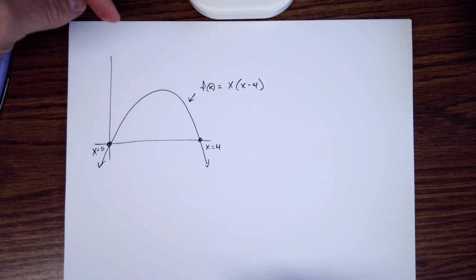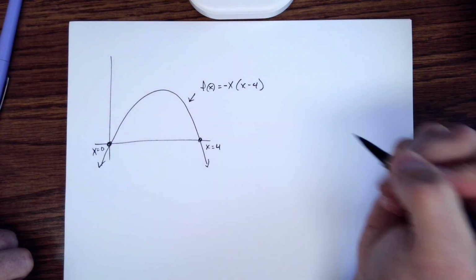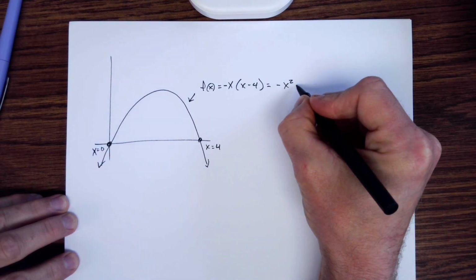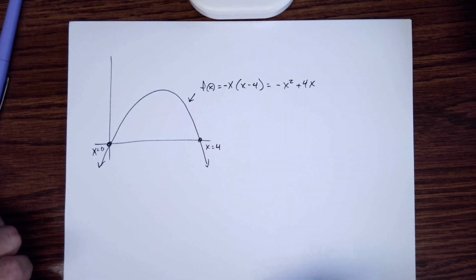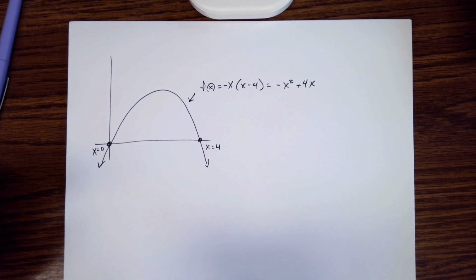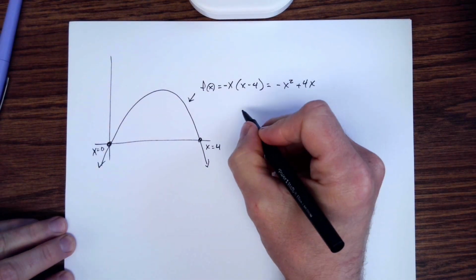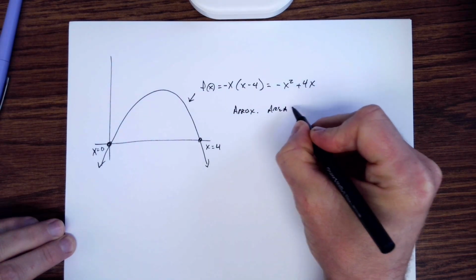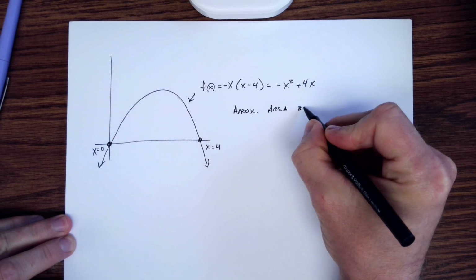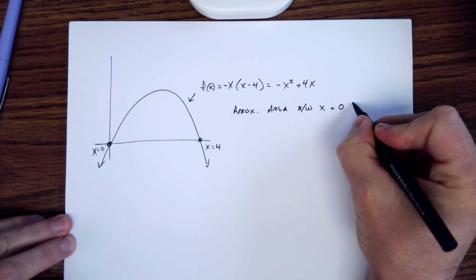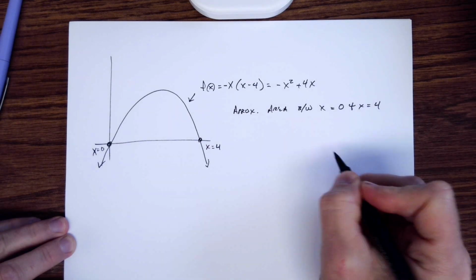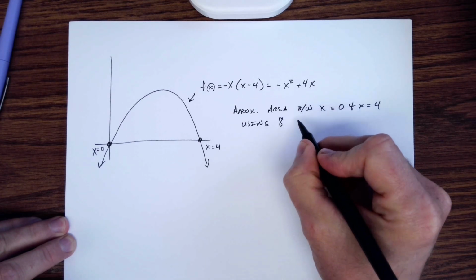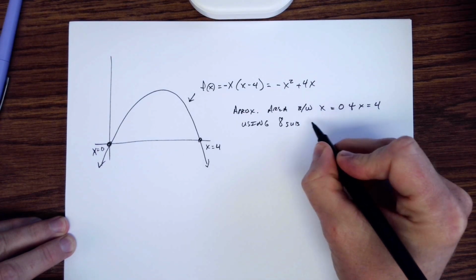But the thing is, this thing is opening downward, right? So we just put a negative in front of it, and now it opens downward. Woohoo! So we could rewrite that as negative x squared plus 4x. Now we have a function, all right? Now, what can we do with that? Well, let's just say that we want to find the approximate area between x equal to 0 and x equal to 4 using, let's say, 8 subintervals.